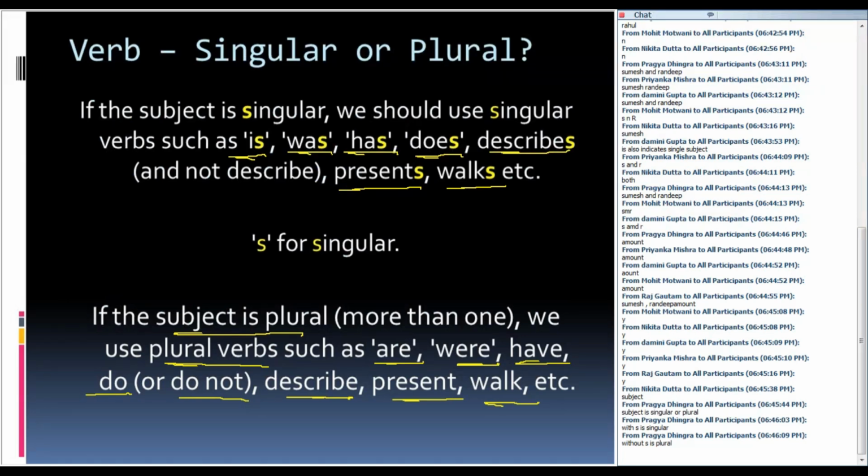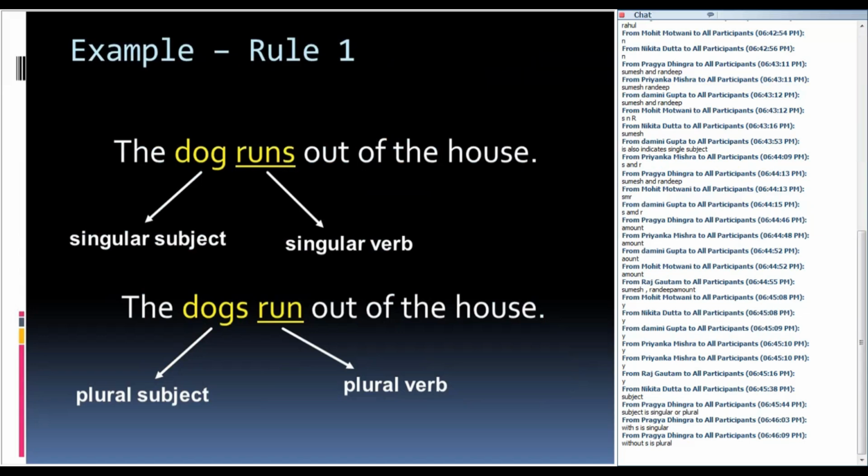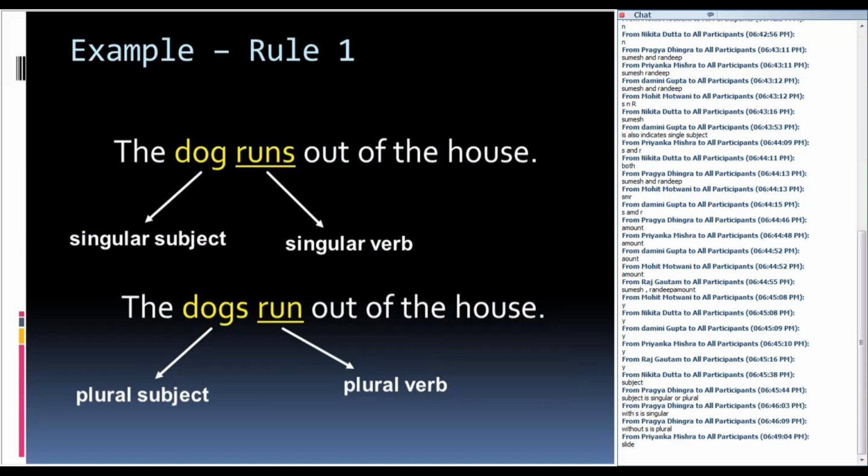So what is the first rule? The first rule is that if your subject is singular, use a singular verb. If the subject is plural, use a plural verb. You can see examples over here. The dog. Now, the dog is singular. That is why I have used a singular verb. The dog runs out of the house. But if the subject is plural, if I say the dogs, it becomes plural. Then I cannot use the word runs. I will have to say run. The dogs run out of the house. Okay? This is the first rule.